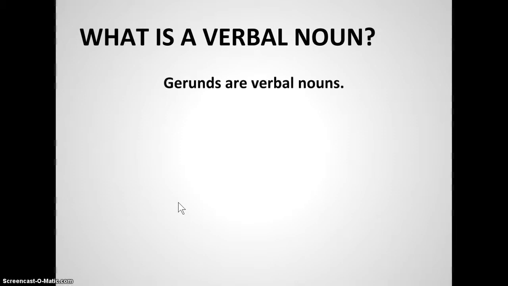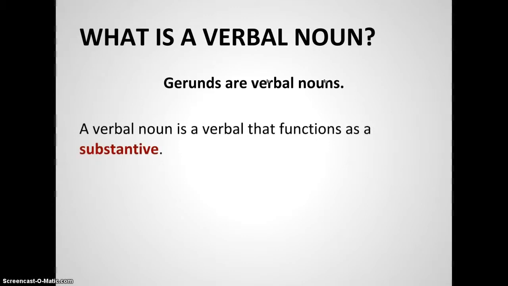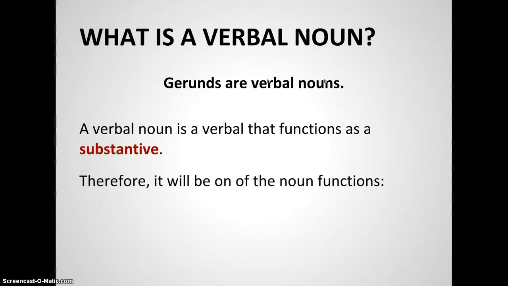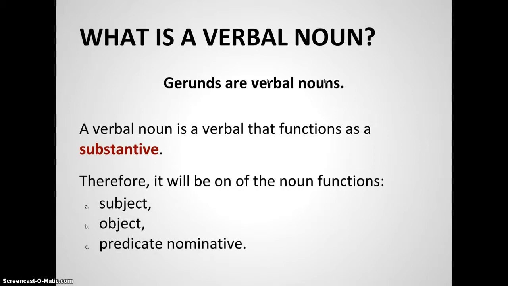So what is a verbal noun? Well, a verbal noun is a verbal that's functioning as a noun. We call those gerunds in English grammar. And of course, if something is a substantive or functioning as a noun, then we will expect it to be either a subject, an object, or a predicate nominative, one of the noun functions. That's what it means to be a substantive. And a gerund is a substantive. It's a verbal noun. It's a verbal that's functioning as a noun.